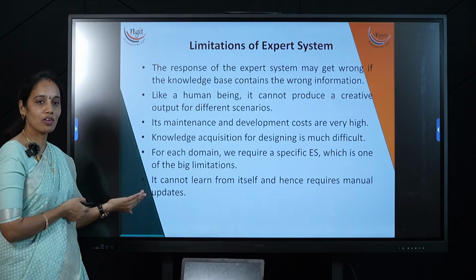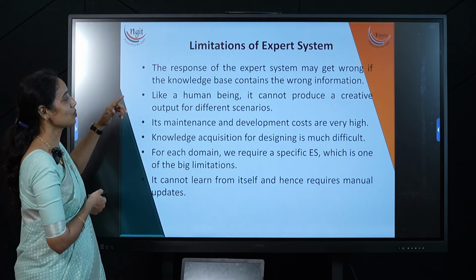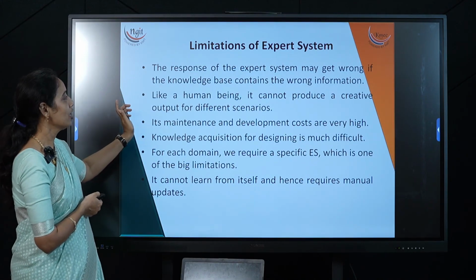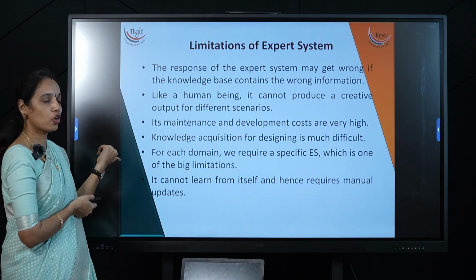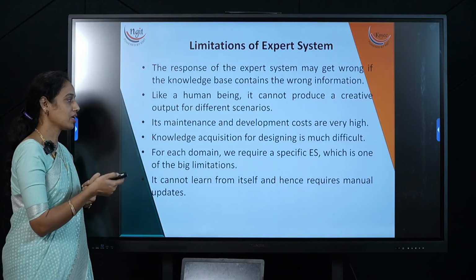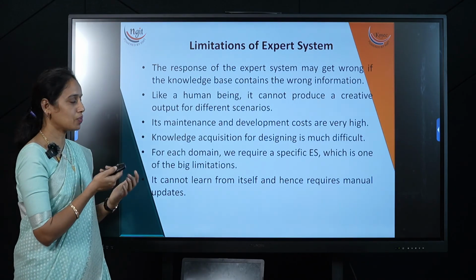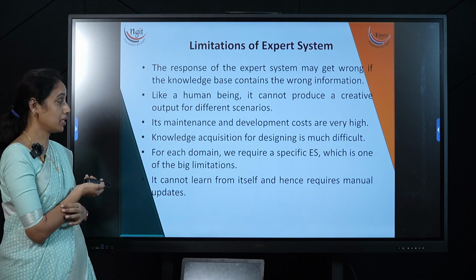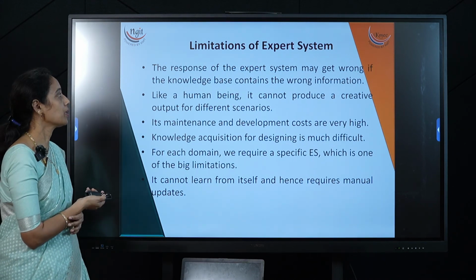Even though we are developing and depending on these systems, there are still some limitations. The response of the expert system may be wrong if the knowledge base contains wrong information. It cannot produce a creative output for different scenarios, and its maintenance and development costs are high depending upon the application. For each domain we require a specific expert system, which is one of the biggest limitations, and it cannot learn by itself and hence requires manual updates.